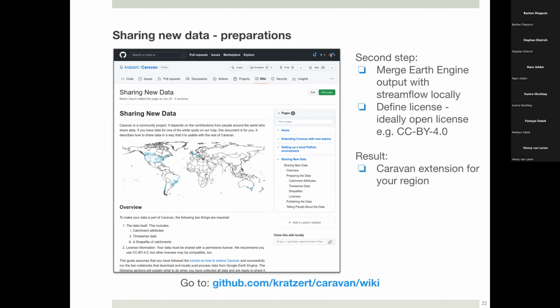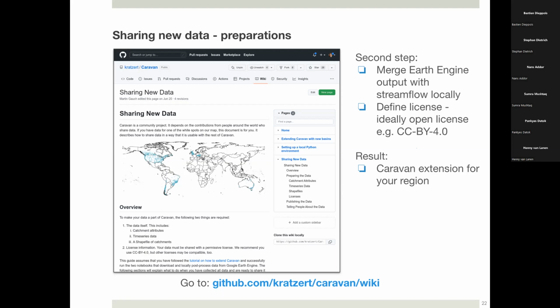So the second step enables you to format the data so that it can be combined with the rest of Caravan, so that the format is the same as the format that we use for the other regions of Caravan. And the result is basically a Caravan extension for your regions, for the watersheds that you've provided shapefiles for.